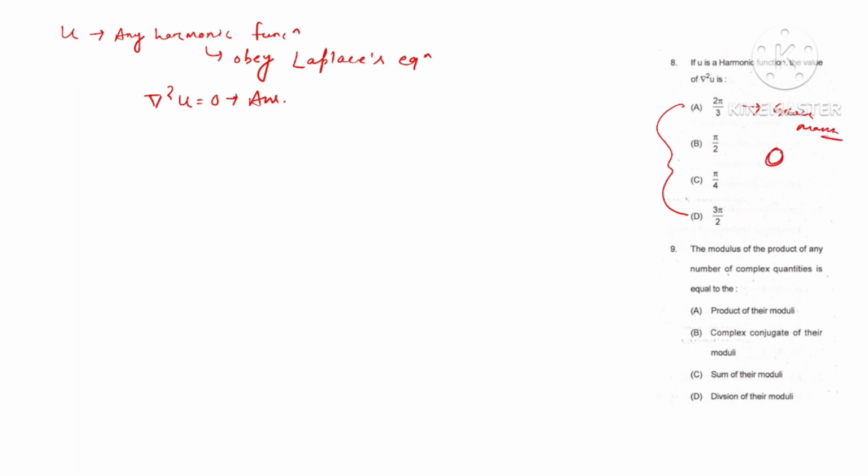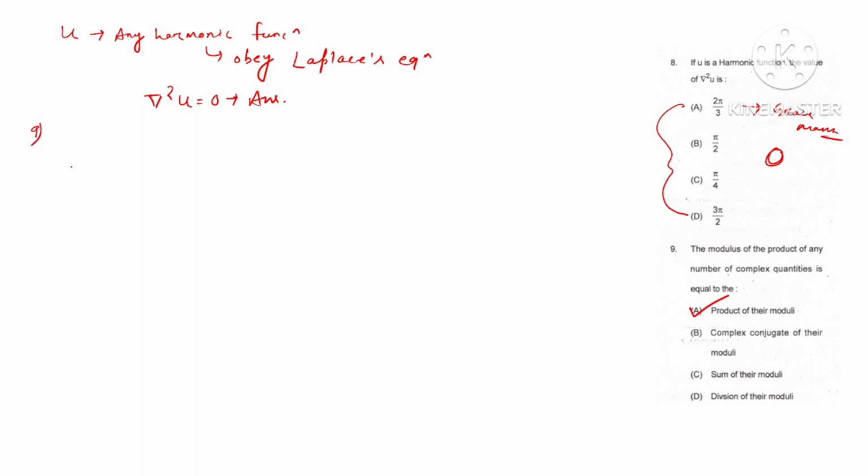Right? So the 9th question is, the modulus of the product of any number of complex quantities is equal to: product of their moduli, complex conjugate of their moduli, sum of their moduli, or division of their moduli. So the answer will be the product of their moduli. How? Let's solve that.